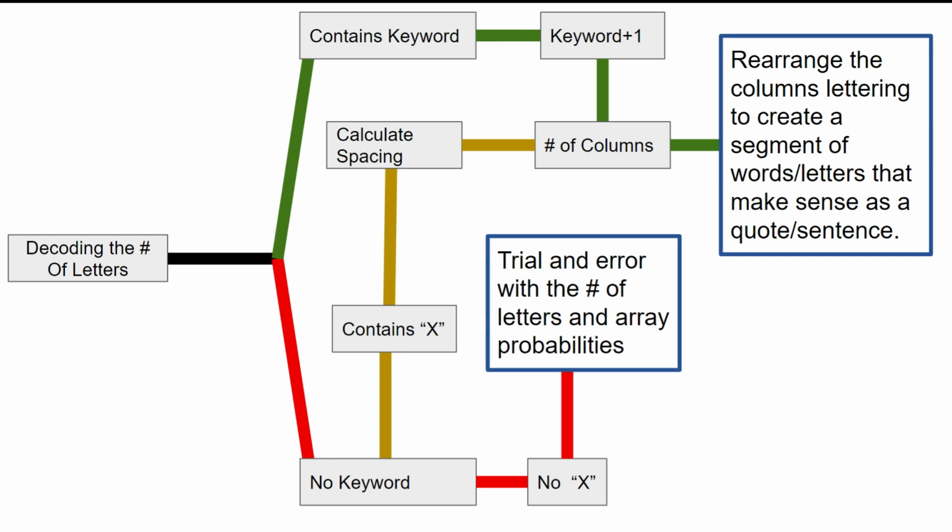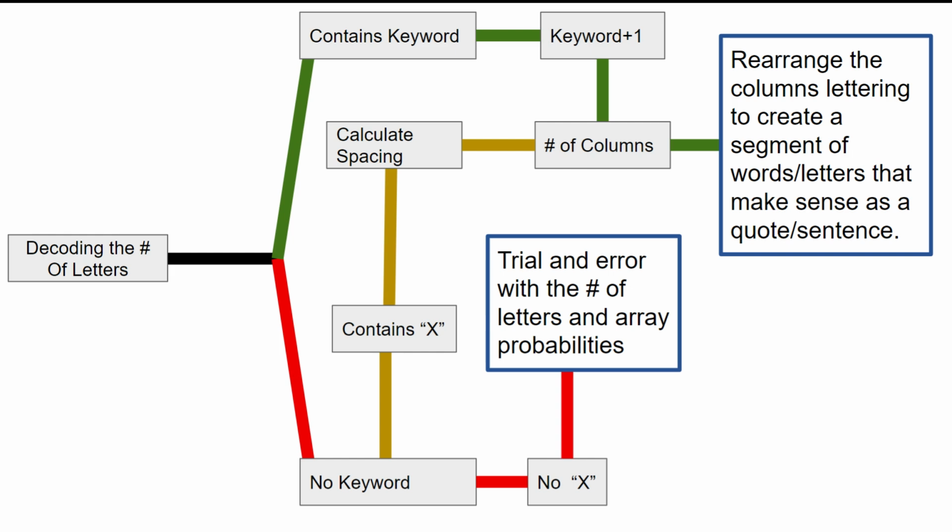Lastly, let's look at the trickiest pathway. We will first decode our letters and then see that we have no keyword. And if they do not even give us more than one X, then we will have to use trial and error. This means that we will be thinking of arrays in which the letters will be able to fit. For example, if we have 48 letters, we can make an array of 6 by 8, or 8 by 6, or 24 by 2, 12 by 4, and so on.